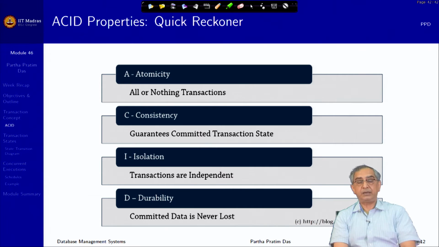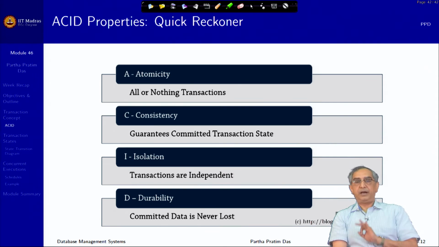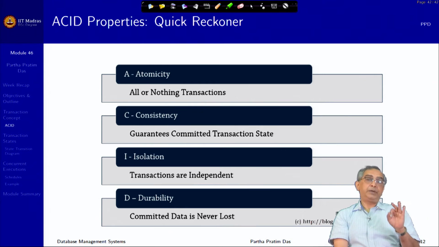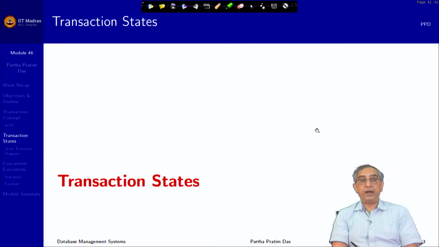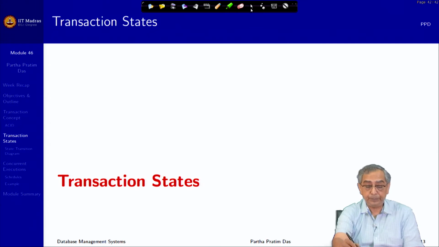In one slide, in a crisp way: atomicity is all or nothing transactions. Either you do everything in a transaction or have no effect of the transaction. Consistency guarantees committed transaction state. Isolation says that transactions are independent, and durability says that committed data is never lost. Right? Get them not only by heart, but by your realization.